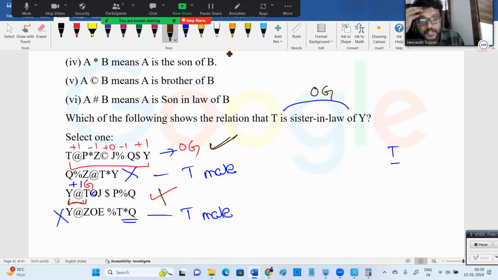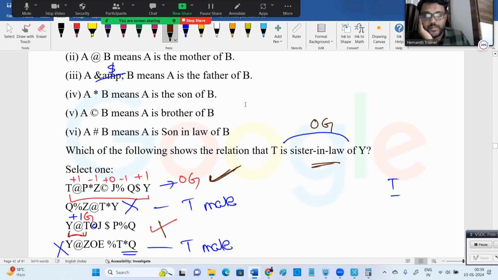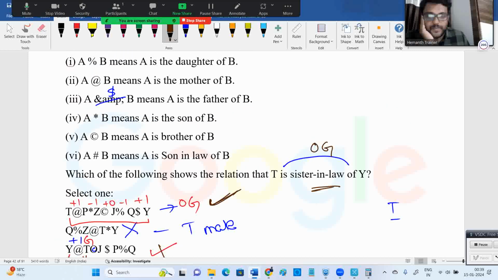Y is mother of T. So sister-in-law is your generation. Sister-in-law, brother-in-law, brother, sister is your generation. Sorry. Okay. These two are with respect to male. This is with respect to 0 gap. Satisfied. You can try with the diagram. I think it will work out. Okay. So if you want, you can check it out here. T is mother of P.